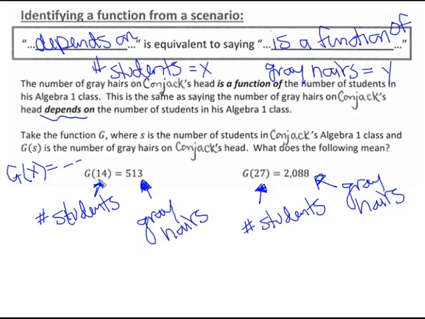Okay. So if he has 14 kids in class, that means he has 513 gray hairs. If he has 27 kids in class, he has 2,088 gray hairs. So there's a connection, or at least that's what they're telling us up here, between the number of students and the amount of gray hairs he has.